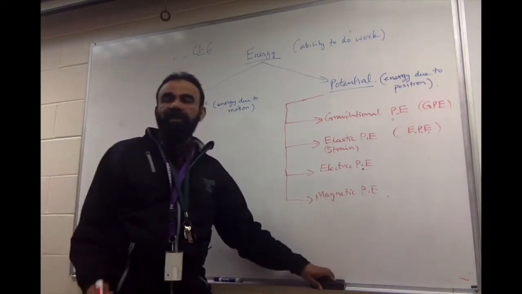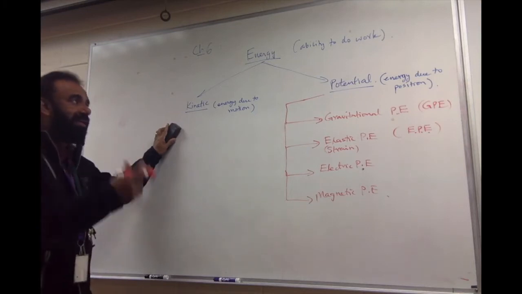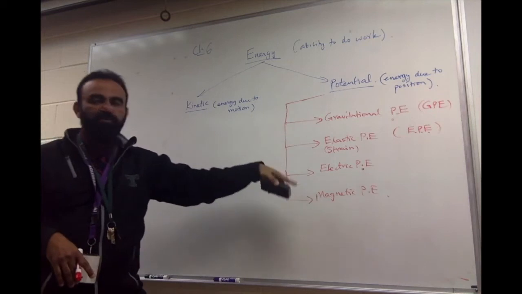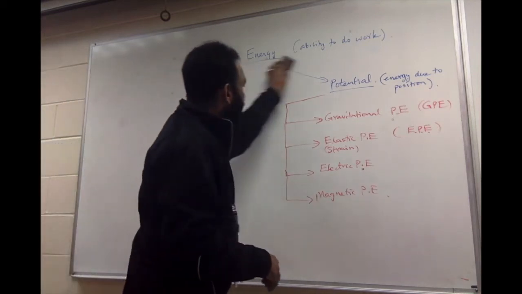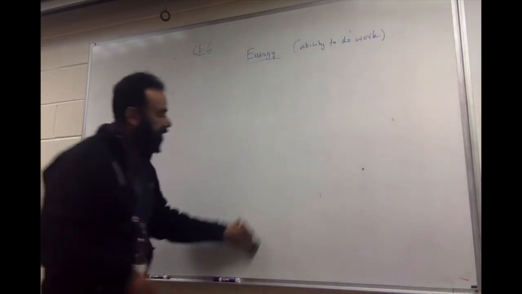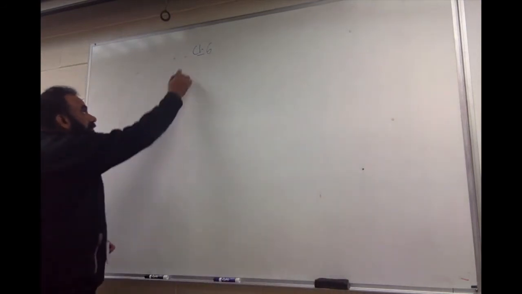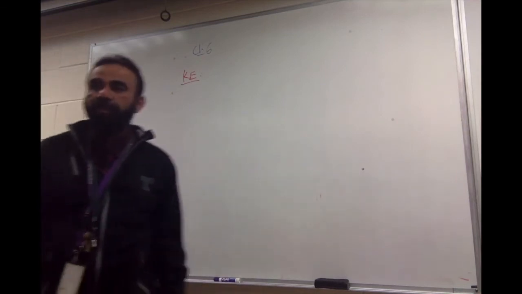So, burning energy. Energy can be used to do work, and energies can transfer from one form to the other form, and that's what we will see. Now first, let's focus our attention on the kinetic energy before we go to the potential energy. The kinetic energy part, and it is the energy due to motion.